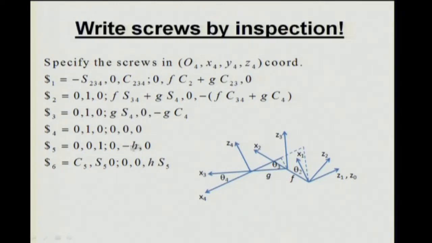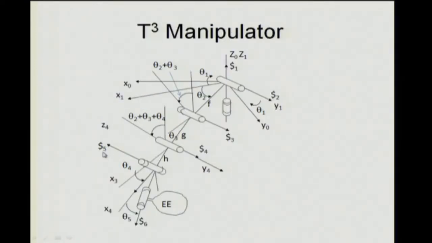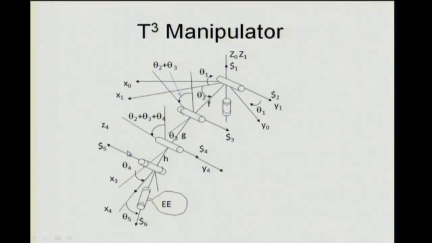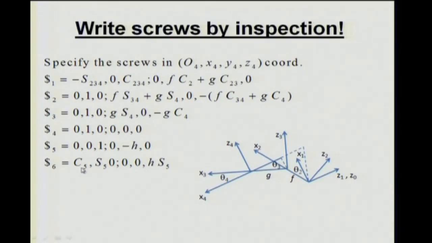Let's come down to theta 5. So for this we just go back here. This screw is along the z4 axis, so you get 0, 0, 1, and it's at a distance h away, which is this distance h. So you get this expression, and finally theta 6, this is rotated by c5 s5 and 0, 0 h times s5. So this is plane geometry. You can figure it out.